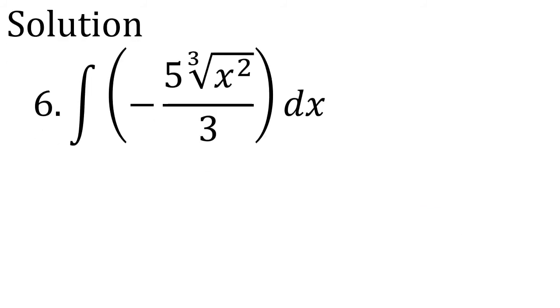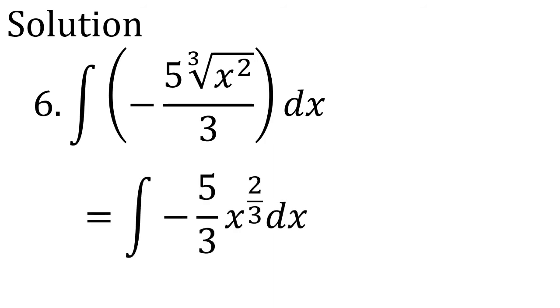Okay, number 6. Integrate negative 5 cube root of x squared over 3 dx. I'm giving you a clue to help you. You can express this as negative 5 over 3 x raised to 2/3. This is in the form of radical form expressed into rational exponent. I'm giving you 30 seconds to answer this.